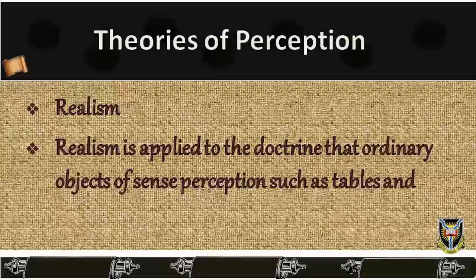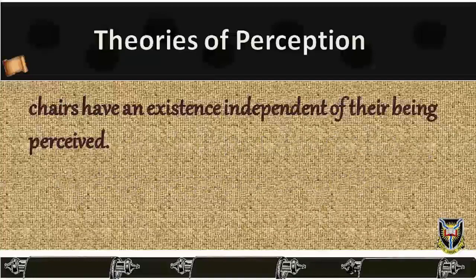Realism. In modern philosophy, realism is applied to the doctrine that ordinary objects of sense perception, such as tables and chairs, have an existence independent of their being perceived. In broad terms, realism is concerned generally with the relation of knowledge to its object. Hence, the question of sense perception is of utmost importance.